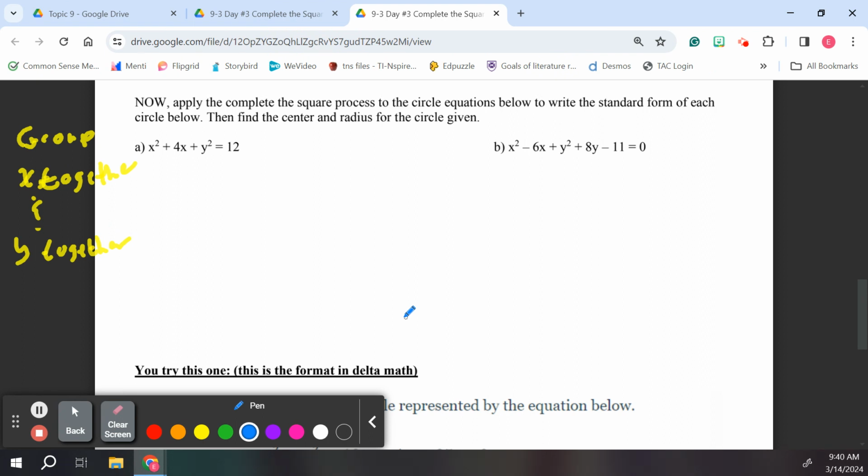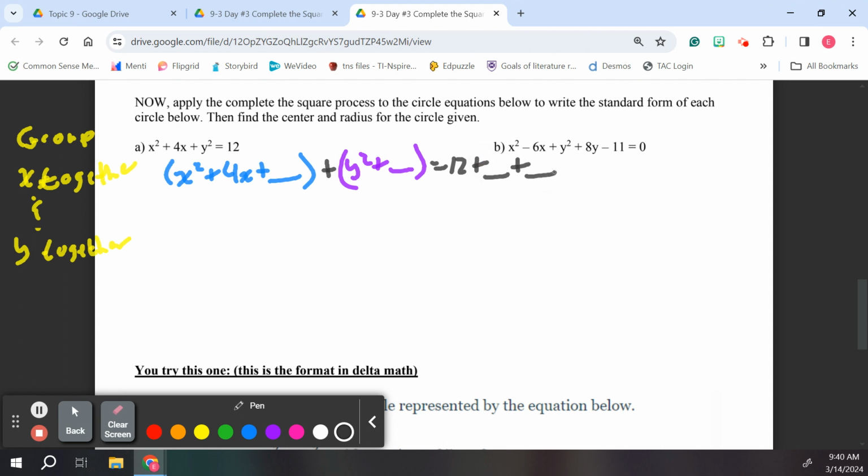So I'm looking at this and I'm going to have x squared plus 4x, and I'm going to put a space. And then y's, I just have y squared, but I'm still going to put plus a space there just to remain consistent, okay? And this is going to equal 12 plus space plus a space, because whatever we add to one side of the equation, you got to add to the other, okay?